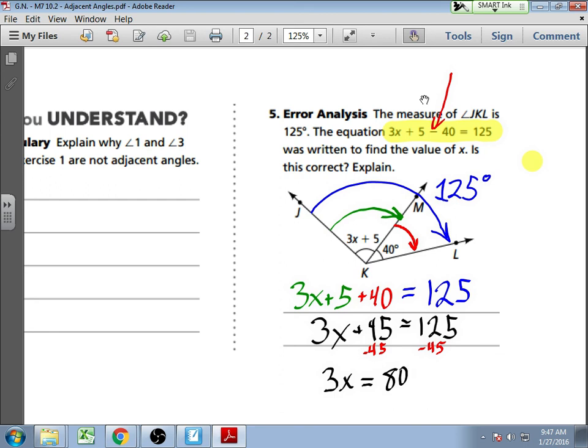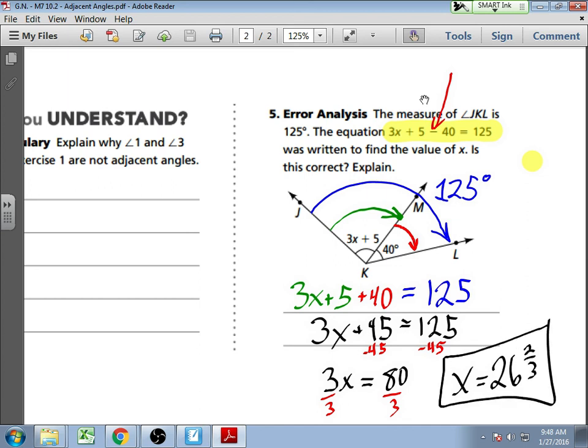And it makes 26.6 repeating, or we can use a mixed number, or 26 and 2/3. Ooh, that's a fraction. 26, it's a mixed number. It's a whole number with a fraction. That's a mixed number. It has a 26 and a fraction, 2/3.